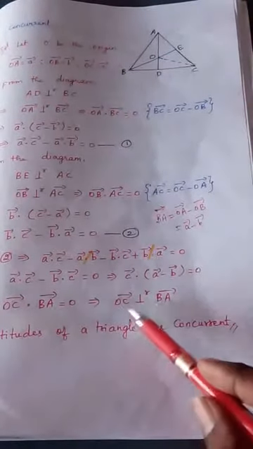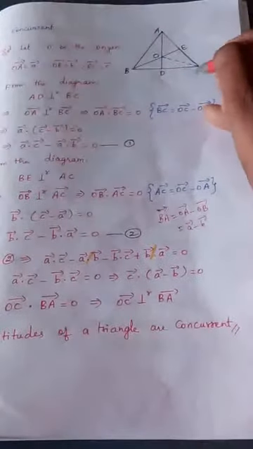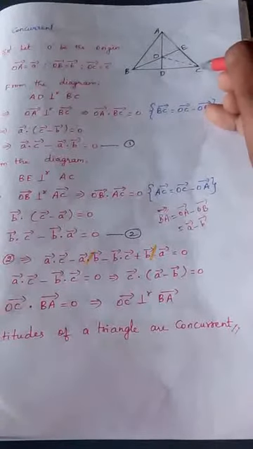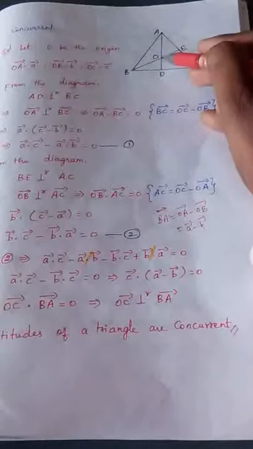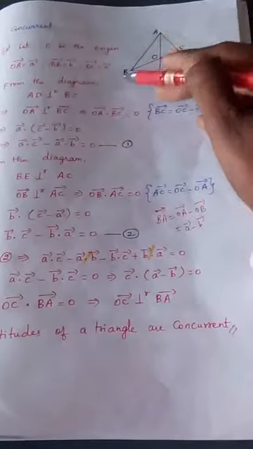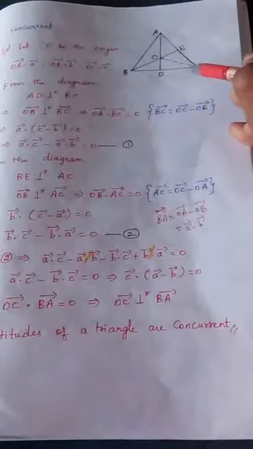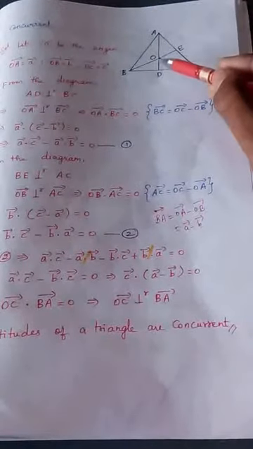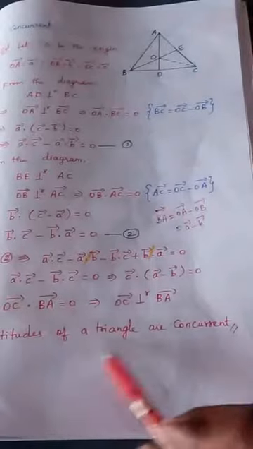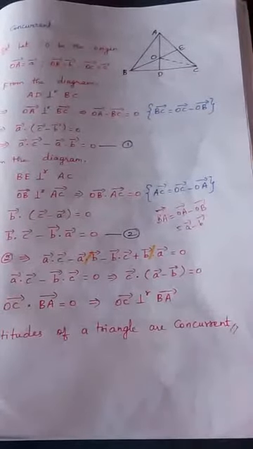Now see, OC is perpendicular to BA. The meaning is this line which started from C passes through O. It is also perpendicular. If I just extend this, it will be perpendicular to BA. So what is the meaning? This is also an altitude, which means all the three altitudes pass through the same point. Therefore, altitudes of a triangle are concurrent.